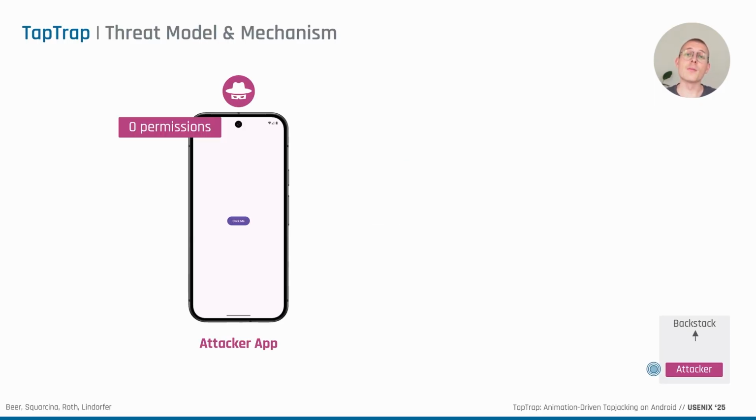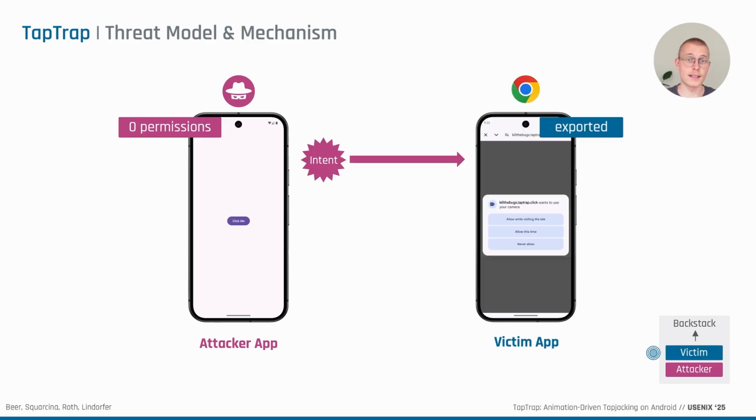Assume that we have a malicious app that does not have any permissions at all. This malicious app can launch another victim app using an intent. For example, the Chrome browser that loads an attacker-controlled website, and this website immediately requests the camera permission. In this case here, we have a same task transition. That means that the browser activity and the attacker activity are launched within the same task. By default, all activity transitions are same task transitions.